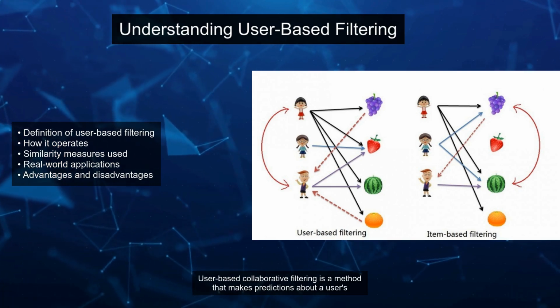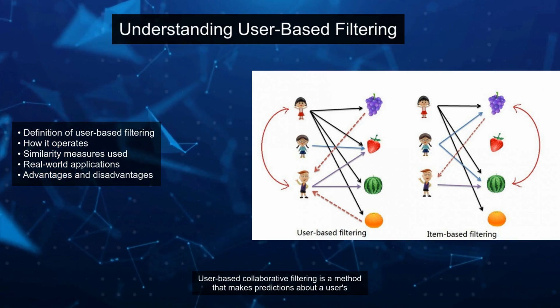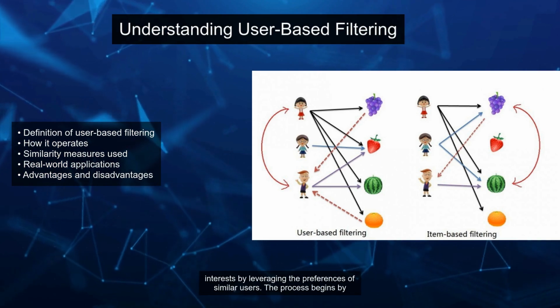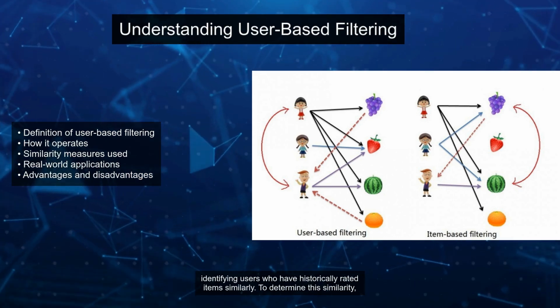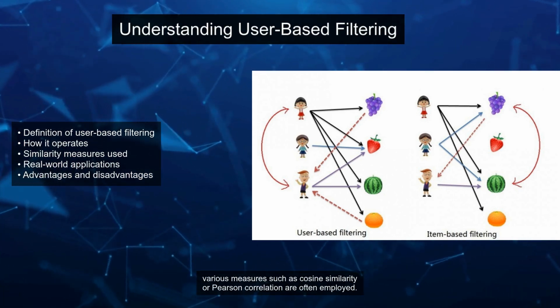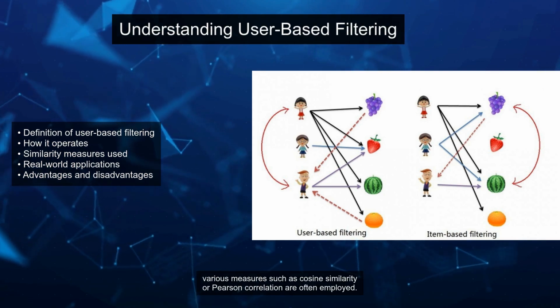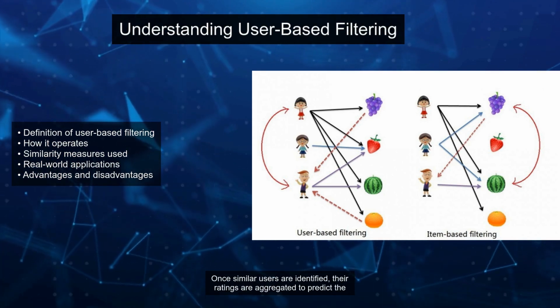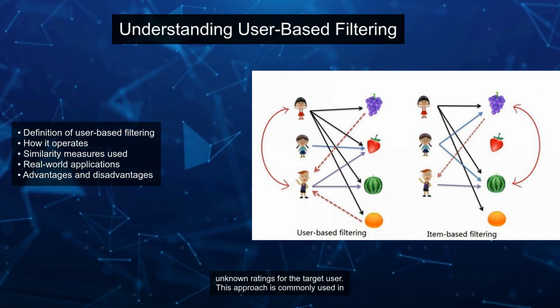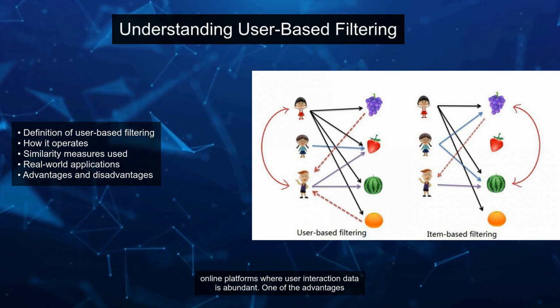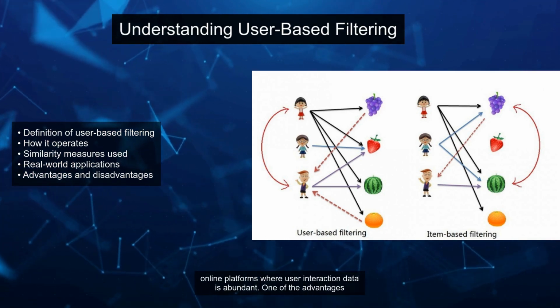User-based collaborative filtering is a method that makes predictions about a user's interests by leveraging the preferences of similar users. The process begins by identifying users who have historically rated items similarly. To determine this similarity, various measures such as cosine similarity or Pearson correlation are often employed. Once similar users are identified, their ratings are aggregated to predict the unknown ratings for the target user. This approach is commonly used in online platforms where user interaction data is abundant.